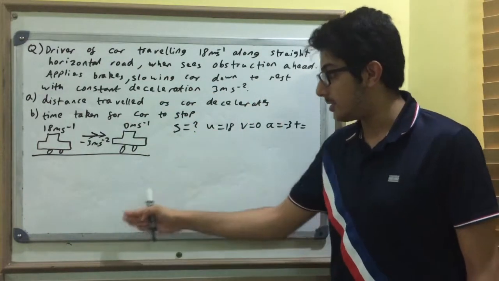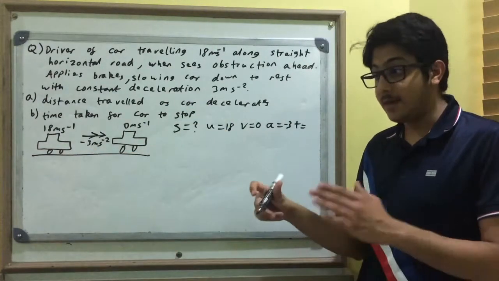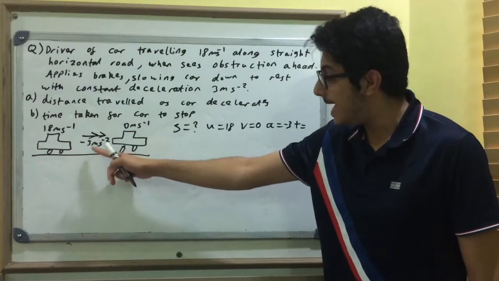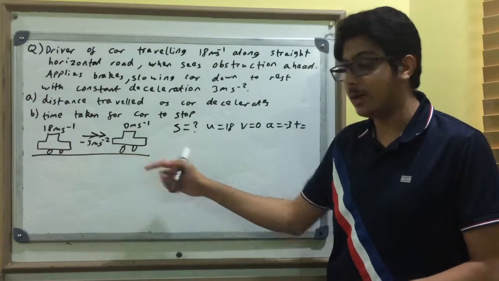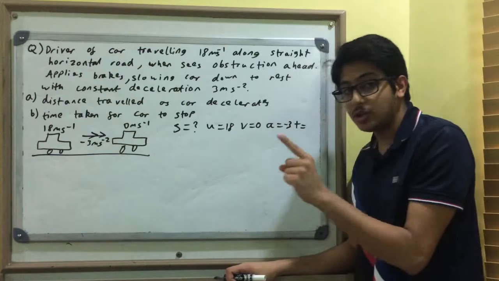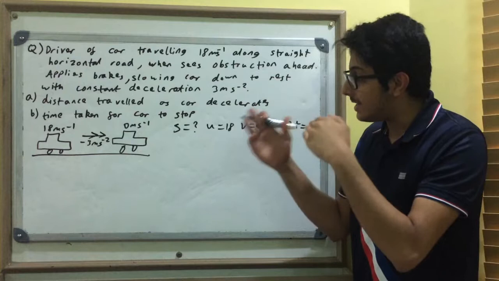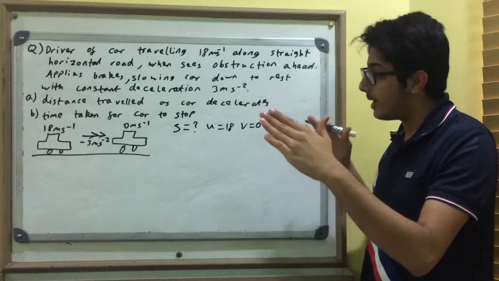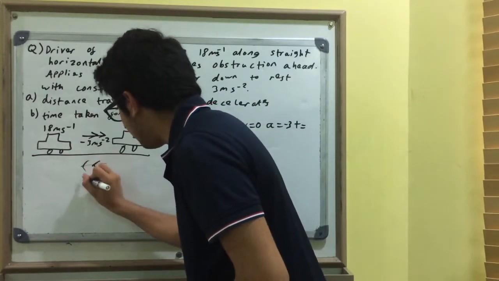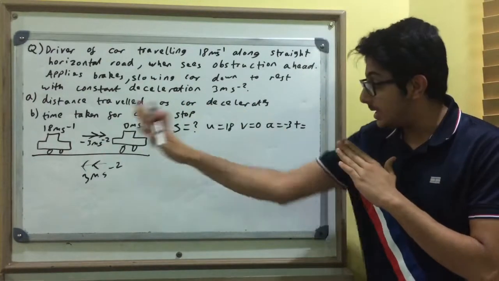So here's the diagram. First it's at 18 meters per second, then it decelerates to rest, which means its velocity is 0 meters per second. And here is the acceleration, which is minus 3. It says the deceleration is 3 meters per second squared, which means the acceleration is negative 3, because it is the opposite of deceleration. So if you draw this, then you could say 3 meters per second squared, because it's in that direction that it's decelerating.